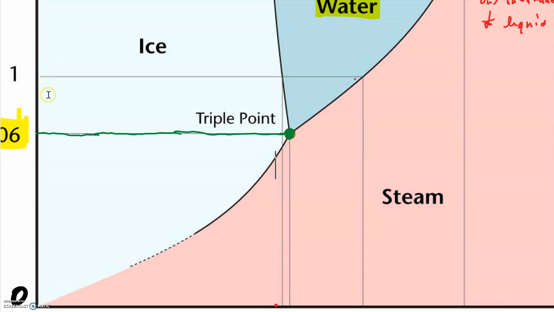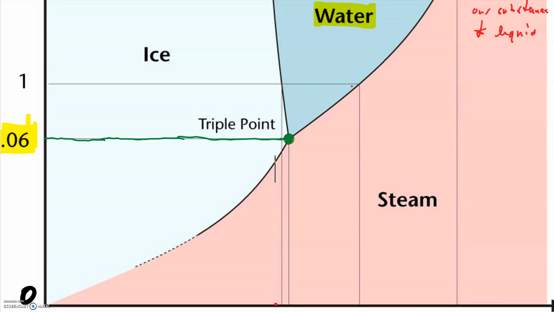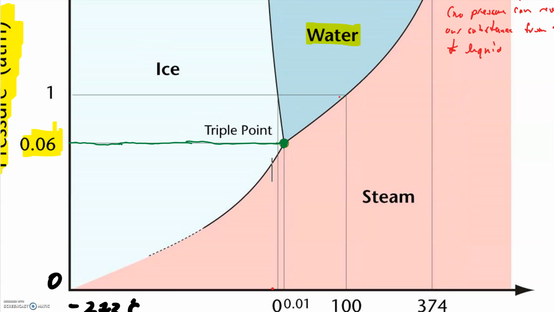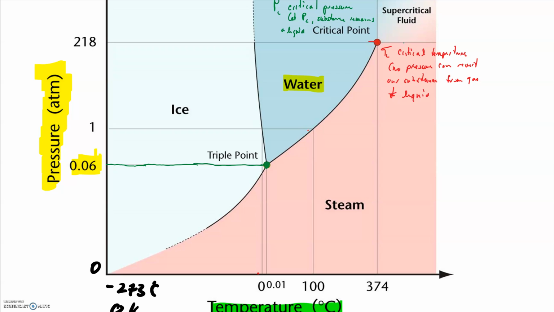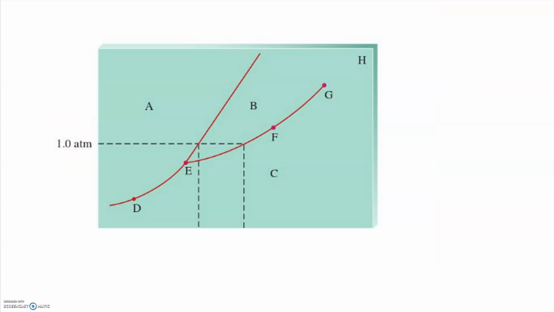I should mention that water is one of the few substances that does this, and that means that this interface between the ice and the water phase kind of tilts backwards like this, because water remains ice at a lower pressure than it goes to water. Other phase diagrams don't look like this. This is a much more standard phase diagram.